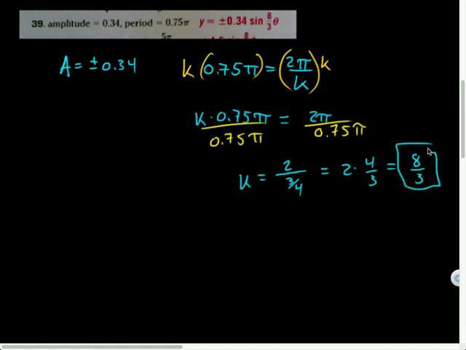How'd you get 3/4? 0.75 is the same as 3/4. I was trying to go for a non-decimal version, which it looks like the book did as well. And since this is a sine function, this is going to equal y equals A times sine of k theta. And I will have y equals plus or minus 0.34 sine of 8/3 theta.